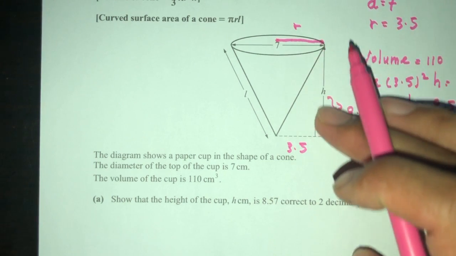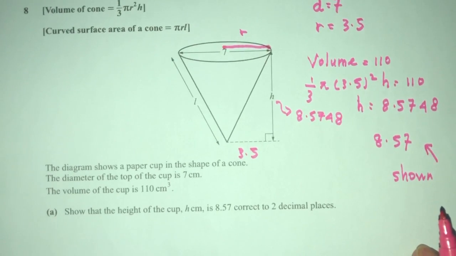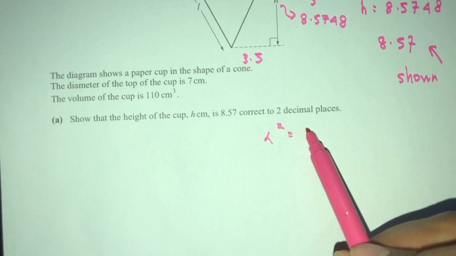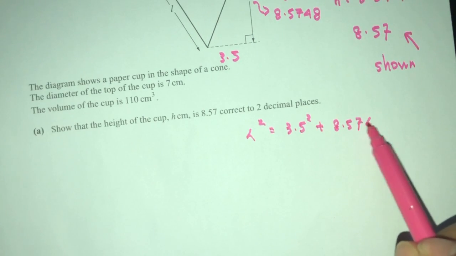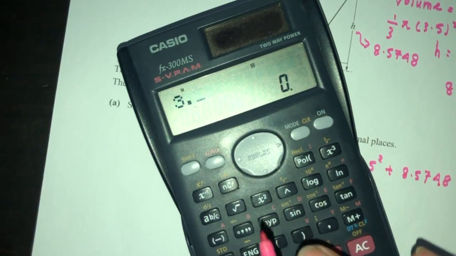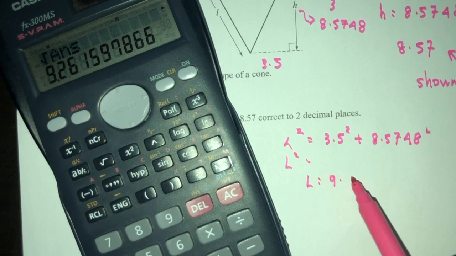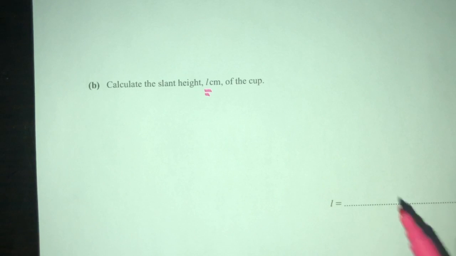So here we can see clearly we have a right angle triangle. So to find this one right here, we can simply use the Pythagoras theorem. So the slant height square has to be the radius square plus 8.5748 square. So L square will be what? Plus 8.5748 square. That should be, L will be 9.26159. So obviously correct to 3SF, that should be 9.26 as your answer for this length height.